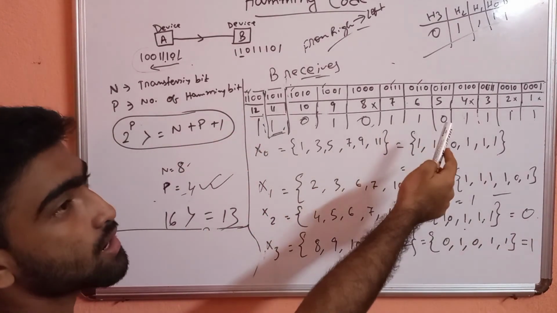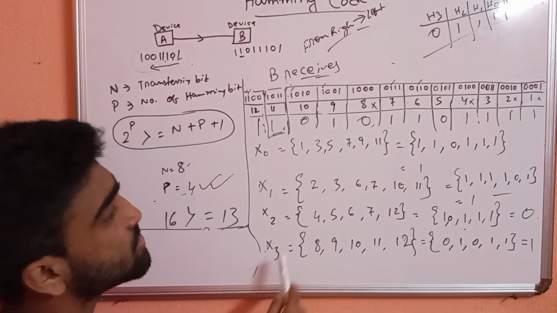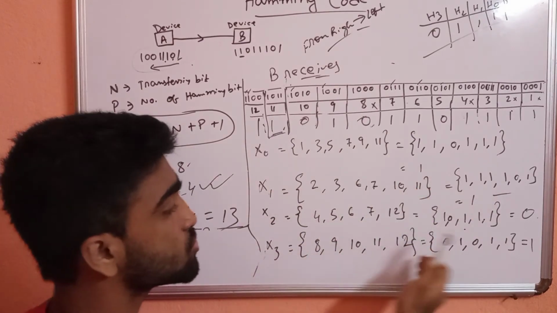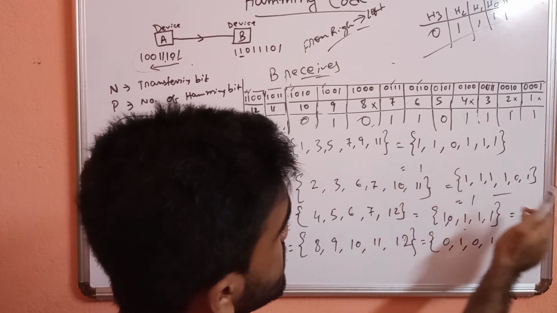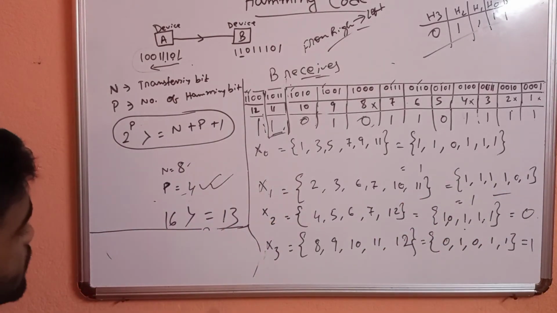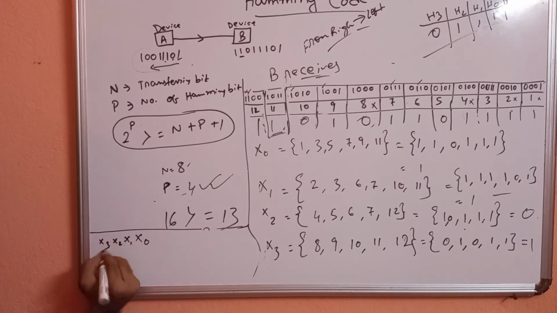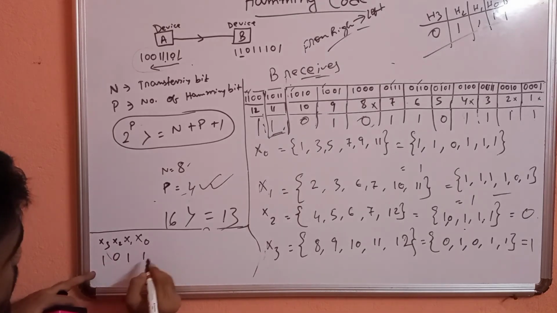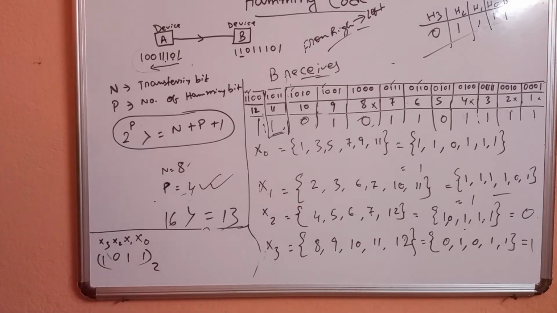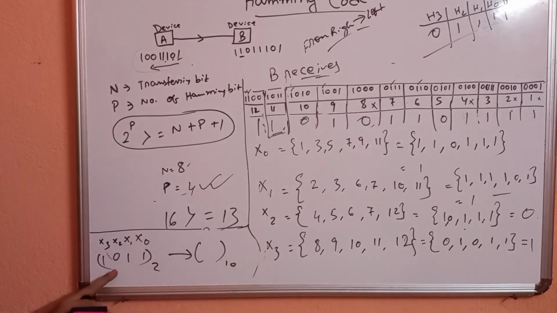x2 means we'll choose the numbers whose third bit is 1. x3 means whose fourth bit is 1. We'll choose all those numbers. So these are 1, 0, 1, 1, 0, 1. So we have got x0, x1, x2, x3: 1, 0, 1, 1. Okay, this is in binary. Now we will convert this into decimal. So this will come 11.